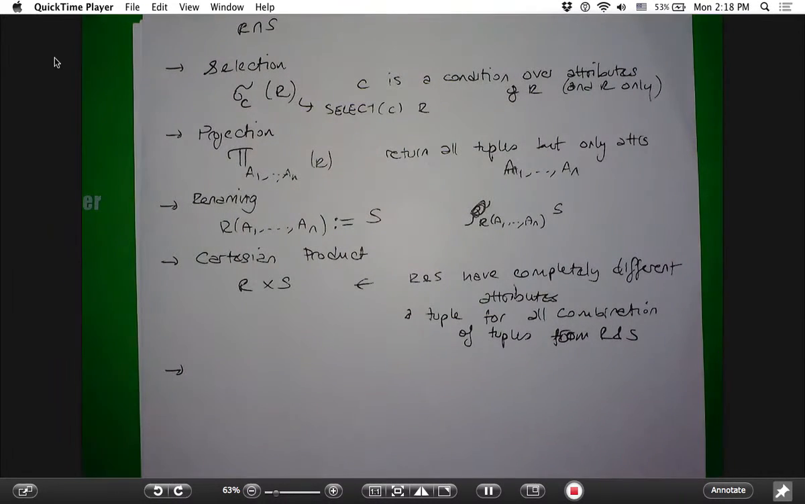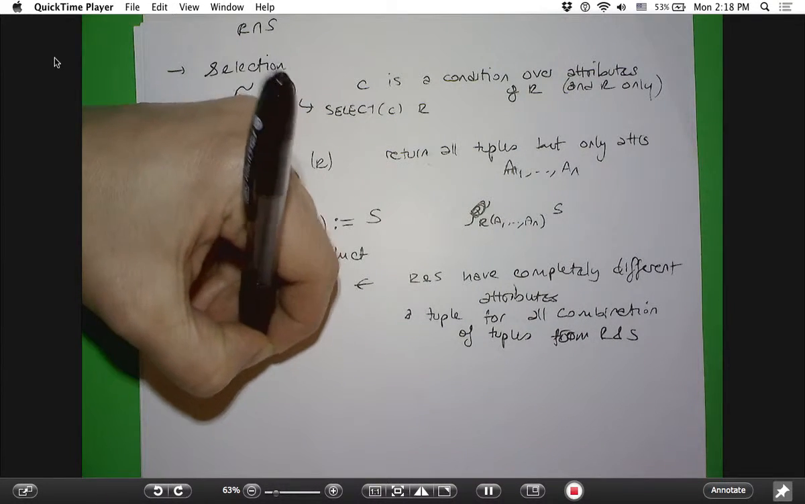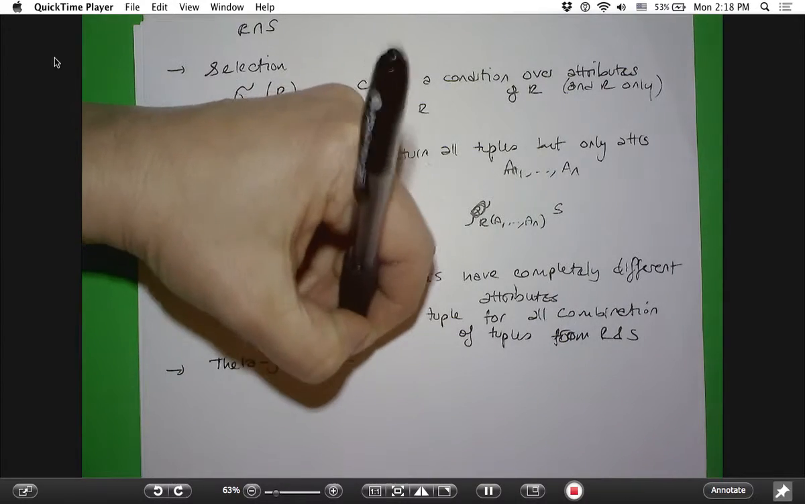So then we learned these derived operators that make life more interesting. Things like theta join or just join.